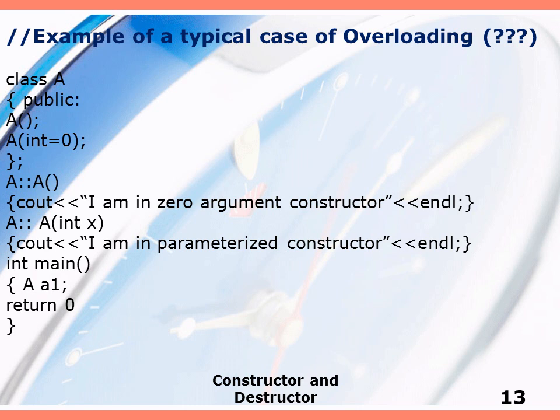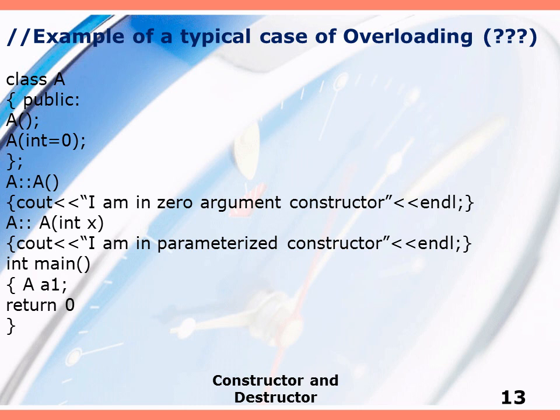Let us take a typical case of overloading. We have a class A. In the public section, I have one constructor with no arguments and a second constructor with default arguments. That means the first constructor does not require any argument, and when it gets called, the string "I am in zero argument constructor" gets displayed.